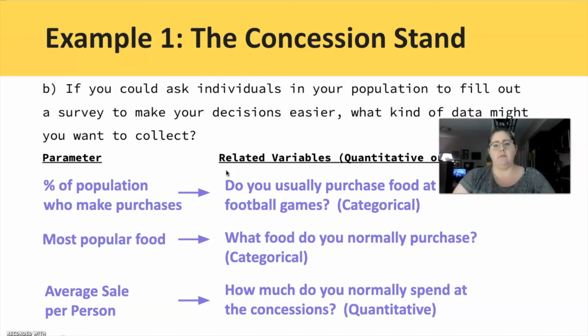$20, $10, $5.15, right? So the average sale per person is my parameter. That's what I want to know. The question or the variable that I could deal with is, how much do you spend? Which is a quantitative variable.